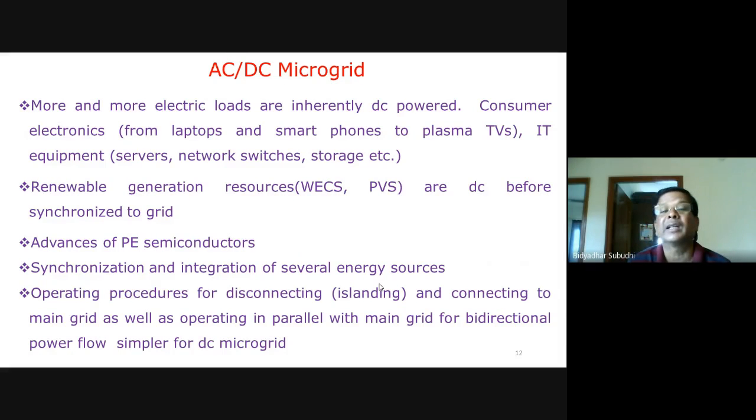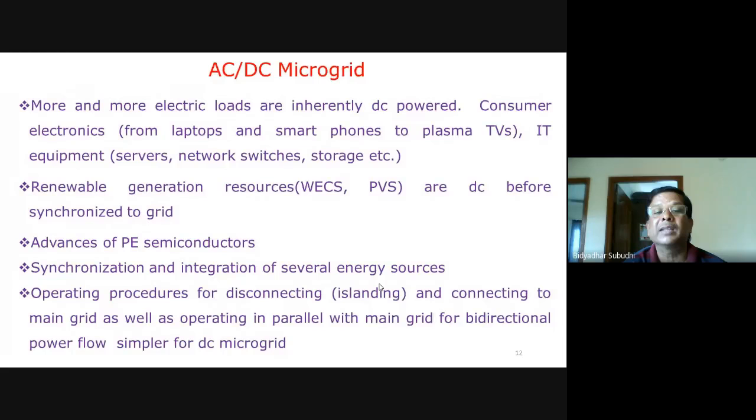And we know that DC microgrids and AC microgrids are the two popular microgrids, but nevertheless, hybrid microgrids are also a common choice now. Basically, most of the consumer loads, like laptops, smartphones, and plasma TVs, necessitate a DC power supply. So therefore, DC is more preferable in these cases. But nevertheless, we also go for AC microgrids.